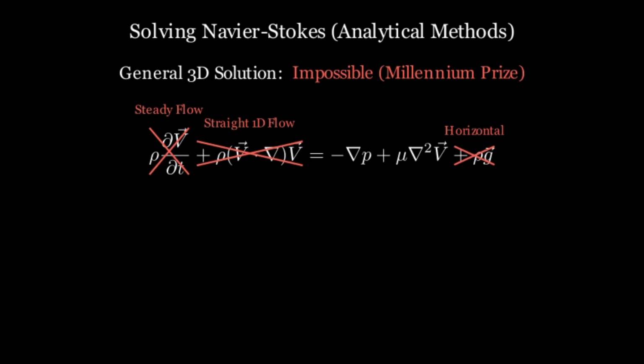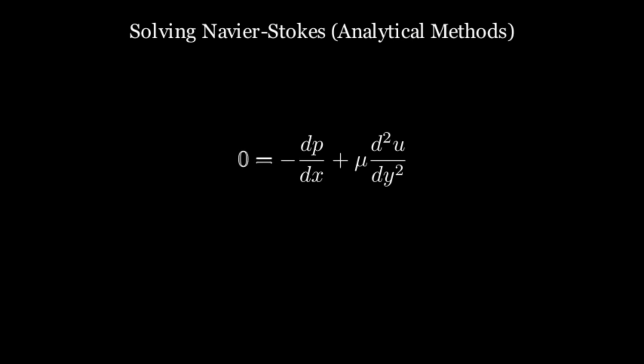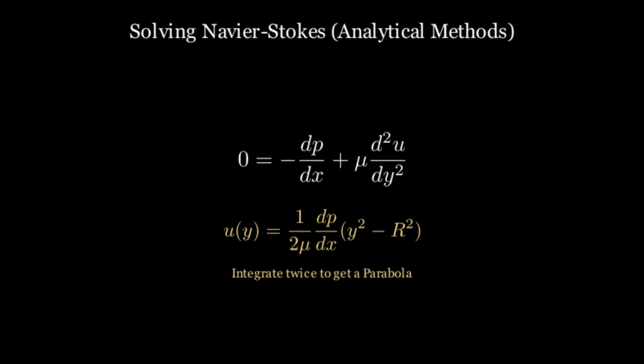By cancelling those terms, the complex partial differential equation collapses into a much simpler one. The remaining equation dictates that the pressure gradient moving the fluid forward is perfectly balanced by the viscous shear force pulling it back. Because this is a second order ODE, we integrate it twice with respect to the spatial variable. The resulting function reveals that the fluid's velocity forms an exact parabola. The velocity is strictly zero at the pipe walls, defined by radius r, and reaches its maximum speed at the exact center of the pipe.